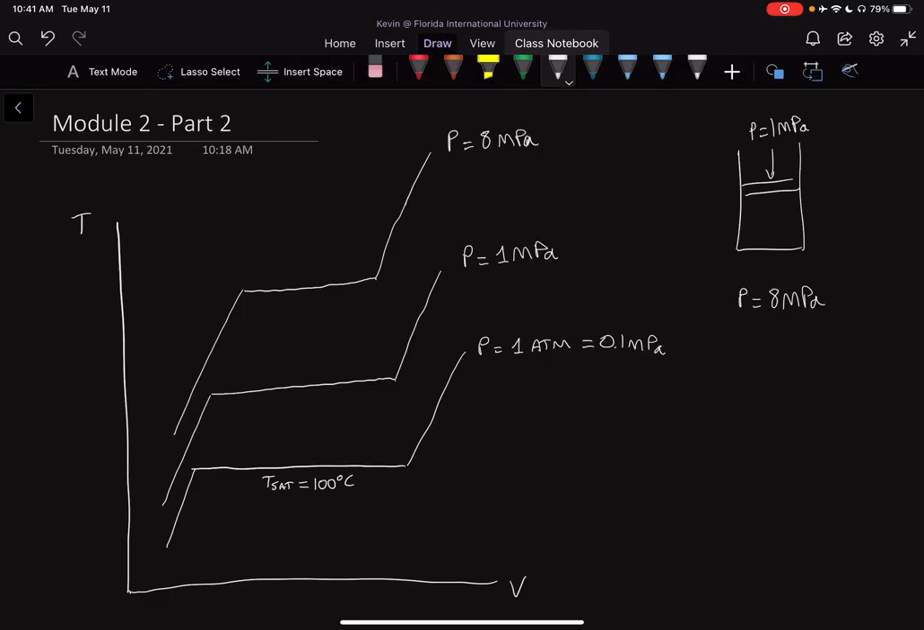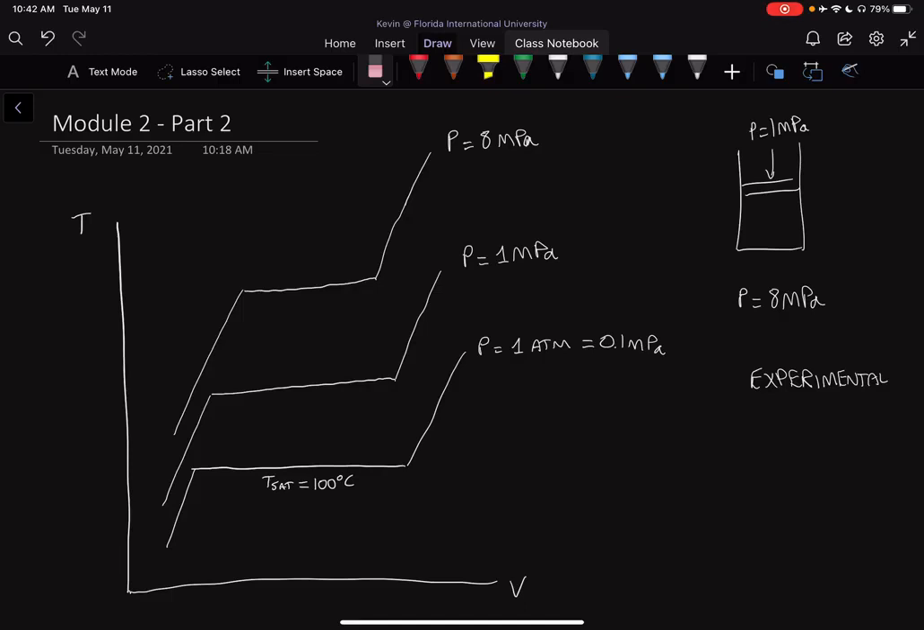Now, all this data is gathered experimentally, so it's all experimental data. That's really important to note. The temperature of saturation, for example, for 1 megapascal would be equal to 150 degrees, and the temperature of saturation for 8 megapascals could be equal to 300 degrees. These numbers are made up, but it's just an idea of what could happen. The temperature of saturation would increase.